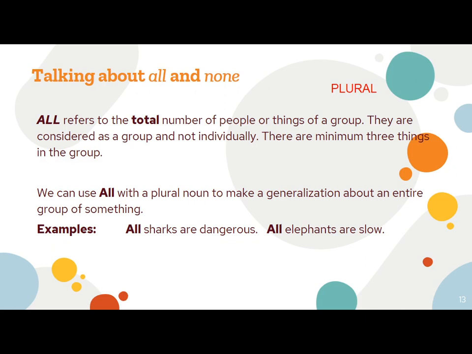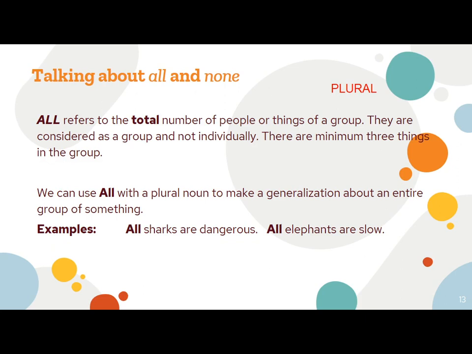Now, all refers to the total number of people or things of a group. They are considered as a group and not individually, not in the case of each and every. If we want to refer to them in an individual form, we're going to use each and every. But if we're going to take it as a whole group, we're going to use the determiner all. There are minimum 3 things in the group. 3 things you have to have as a minimum.